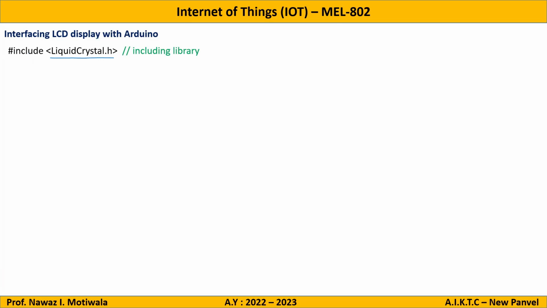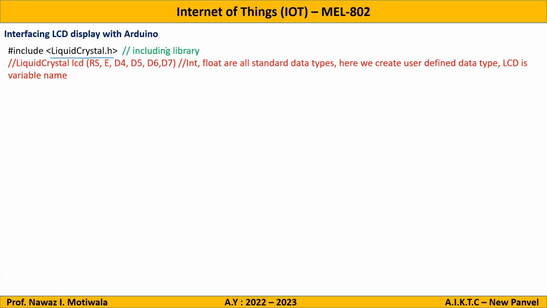Now I will write the next line. This is a statement which I want to explain to you. LiquidCrystal is the name of the library. Then lcd is the name of the variable which I am giving. You can write myLCD, you can write your own name also. Any variable name you can give here.